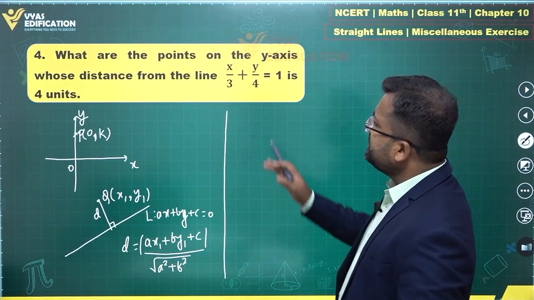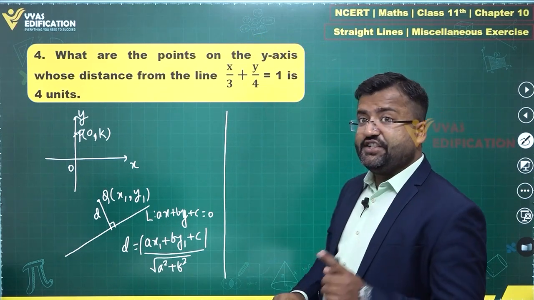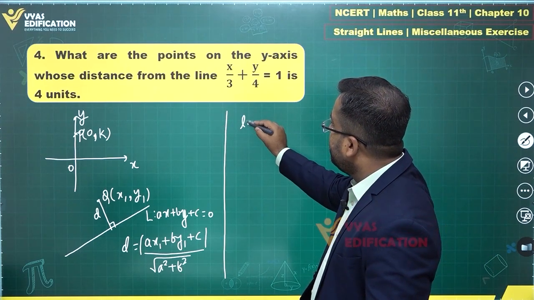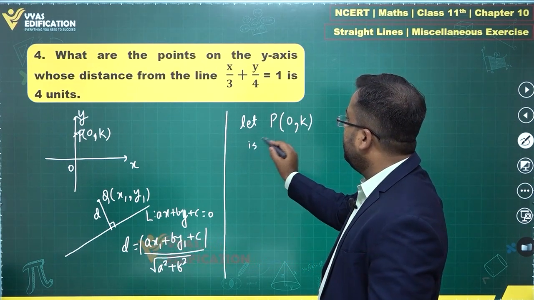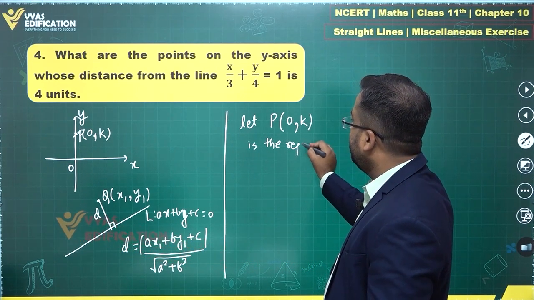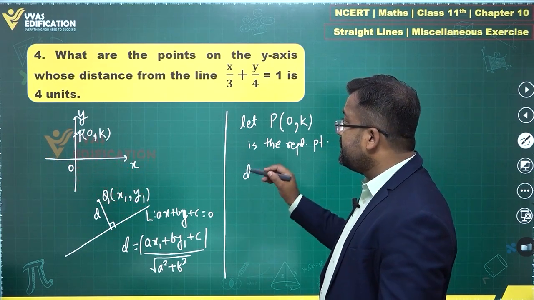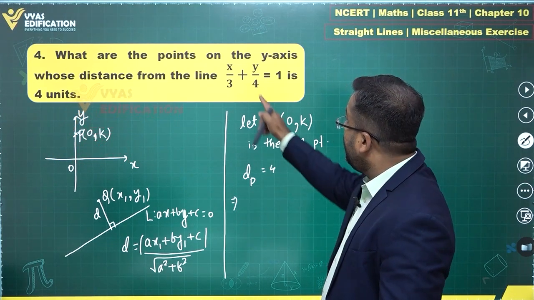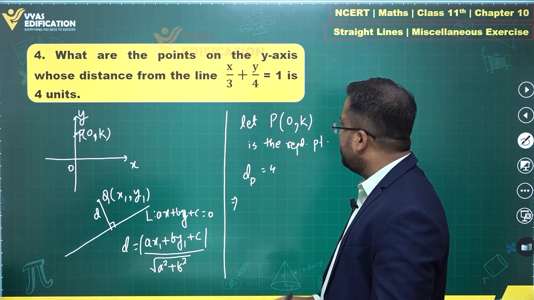What does the person say? The person says, what are the points on the y-axis whose distance from the line is given as 4 units? Okay, so let P (0, k) be the required point. And distance from P is equal to 4 implies distance from P to this particular line. So we can substitute this point over here and see where that takes us.